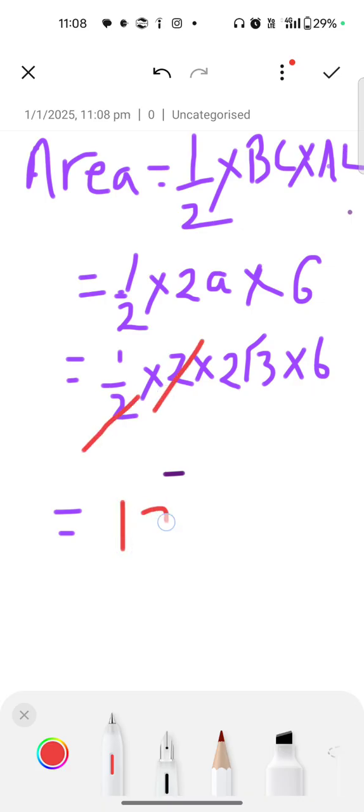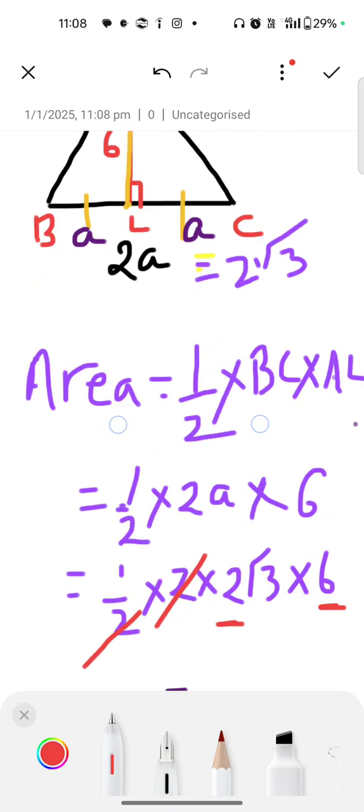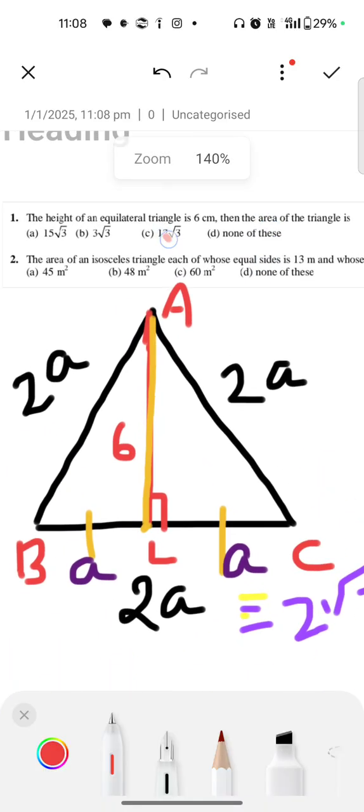6 to the 12 root 3. Here, 6 and 2 will be 6 to the 12 root 3 square unit. So the answer is 12 root 3. 12 root 3 square unit is the answer. So we can click on that.